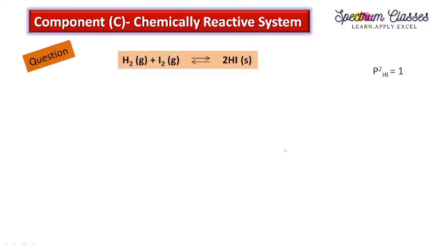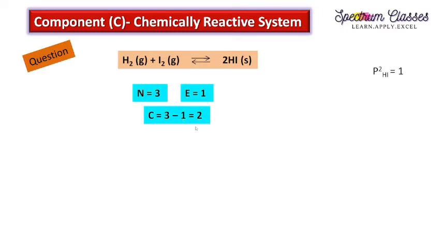Now coming to the example of association, or combining, of hydrogen gas with iodine gas to form 2HI as a solid, right? So how are we going to measure this? Here we have three species. And how many equilibriums are there? Only one equilibrium. On putting these two values in the formula, C is equal to N minus E, we come to know that it is a two component system.